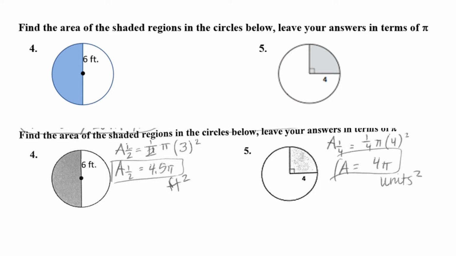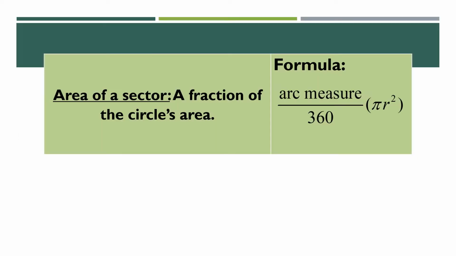For number 5, it is 1/4 of a circle, or a quarter of a circle, so we're going to do 1/4 times pi times r squared. 4 squared is 16, and if I do 1/4 of 16, 16 divided by 4, that is 4, so I get 4 pi units squared. Okay, now on to the new steps.